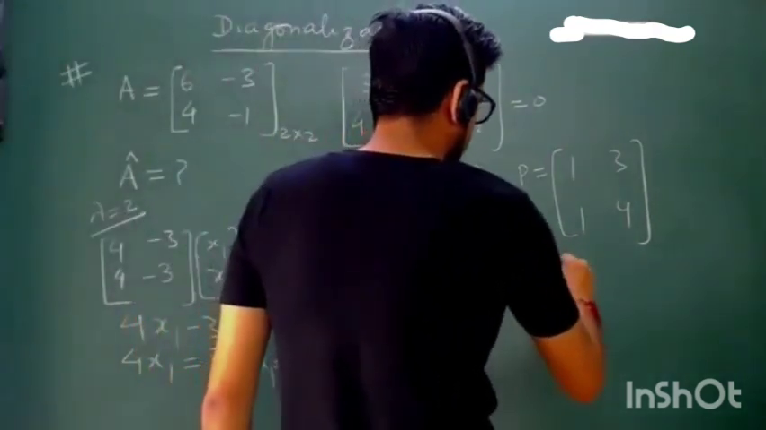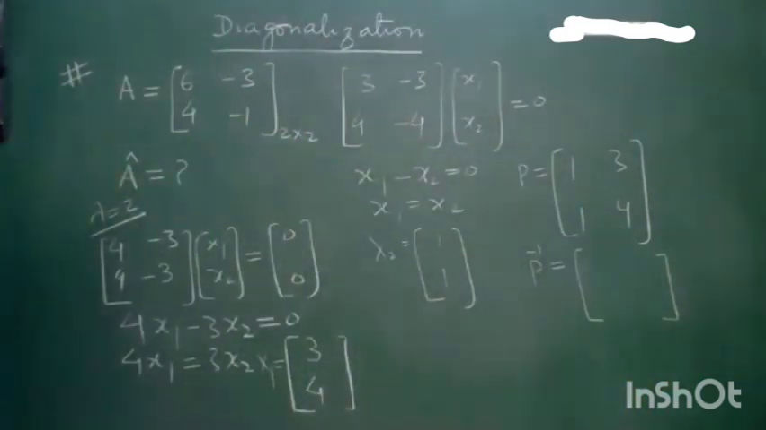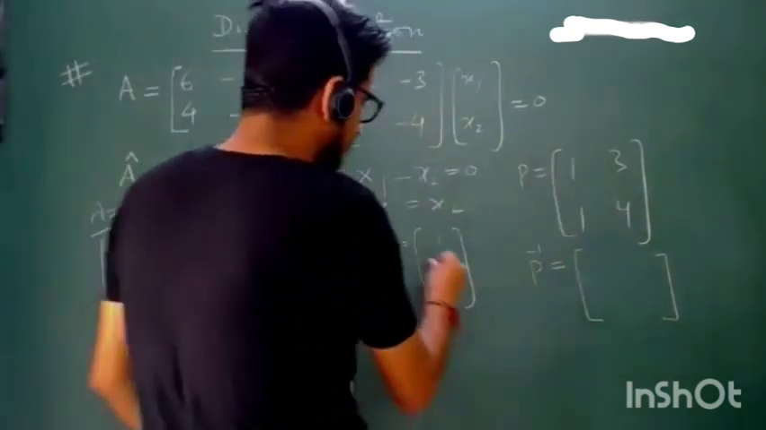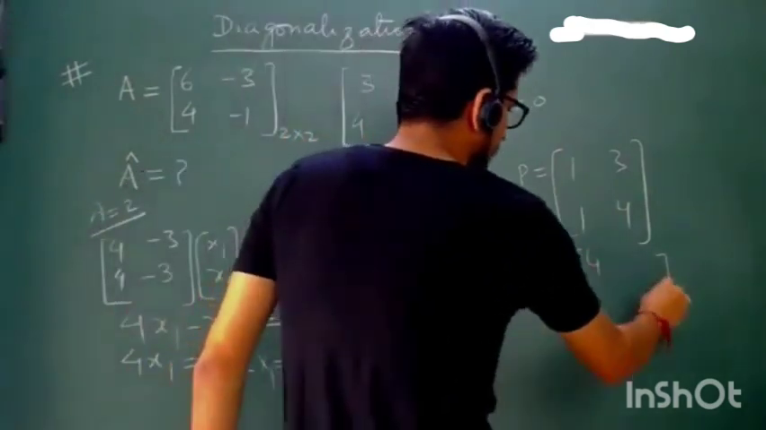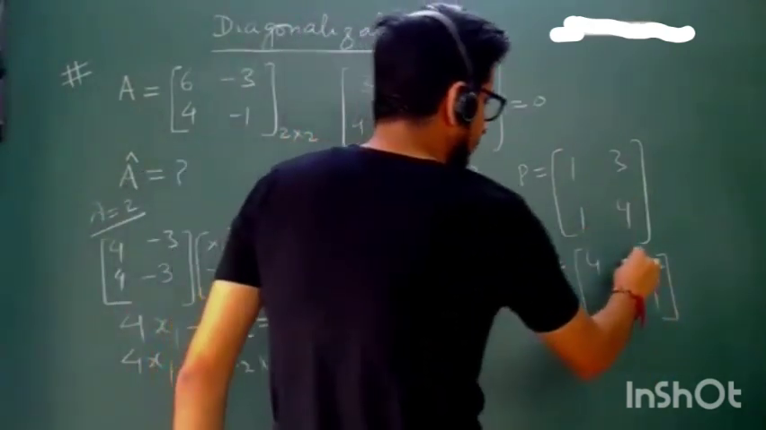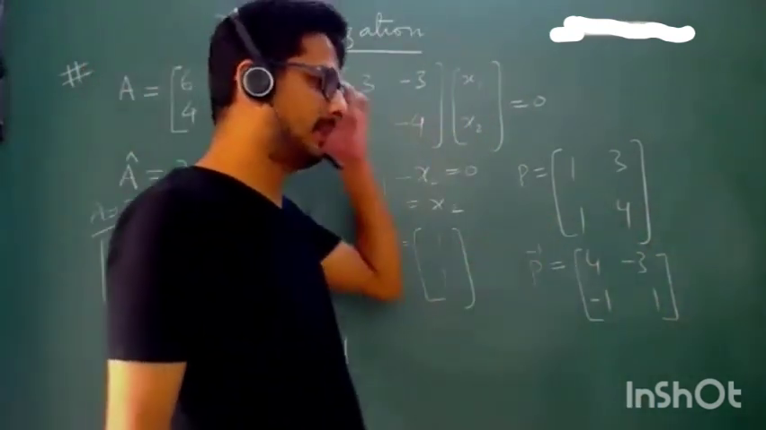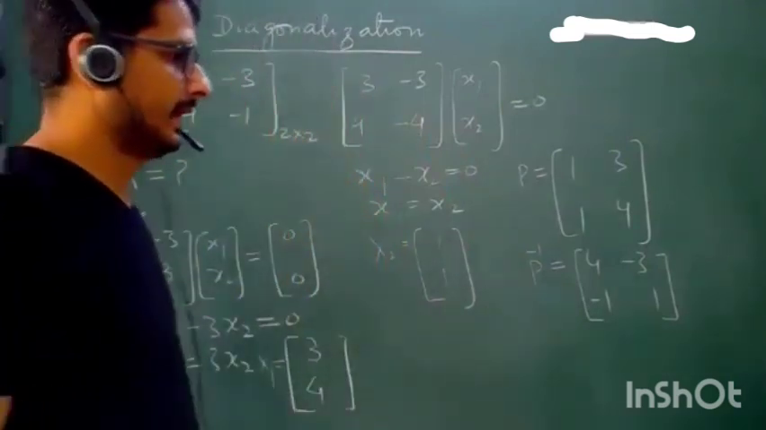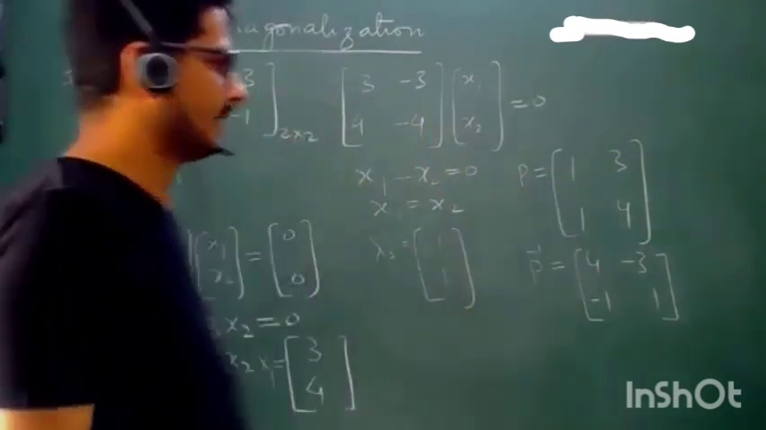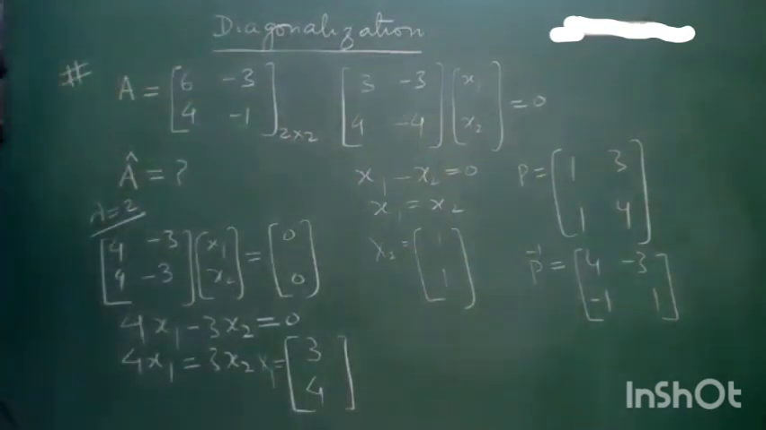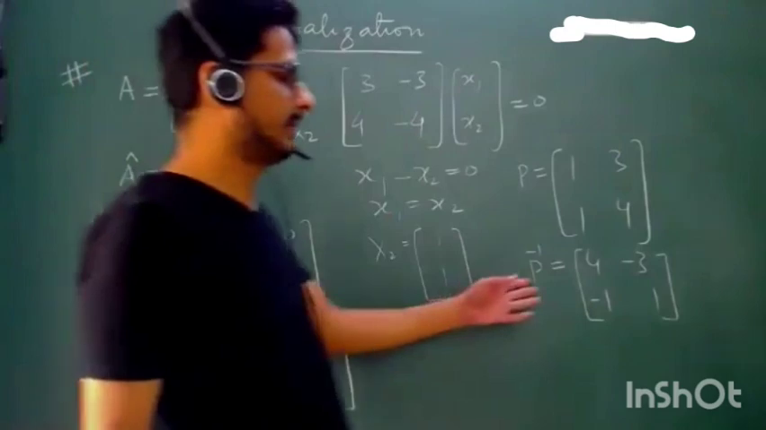P inverse, what will be that? You can write directly, no? You know or not? Exchange this, 4, 1, and these things are written with minus sign, minus 3 and minus 1. You know this or not? This is the P inverse. And the formula is the same, adjoint A upon determinant A. And what is the determinant value? 1, sir. So this is the P inverse.